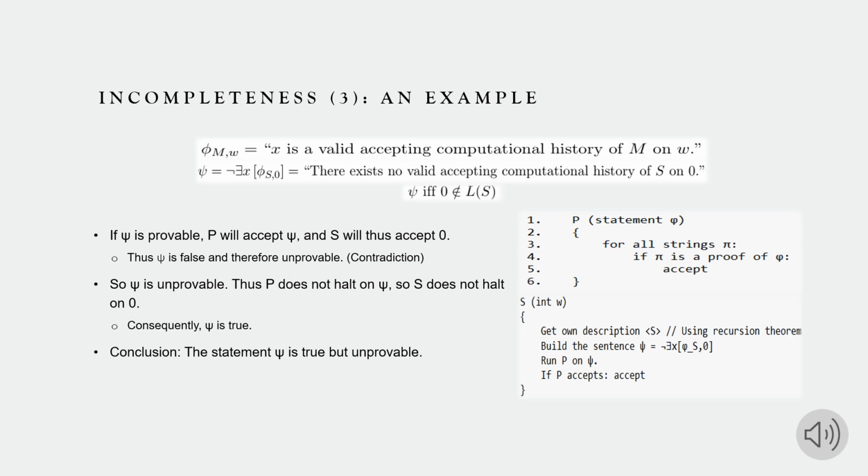So this S is an algorithm that gets its own description using the recursion theorem. It builds the sentence that we just described, psi, and it runs P on psi. If P accepts, then S accepts. If psi is provable, then P will accept psi, and S will thus accept all inputs, and in particular 0. So therefore, psi is false and therefore unprovable, which is a contradiction.